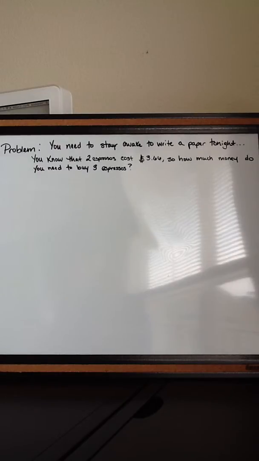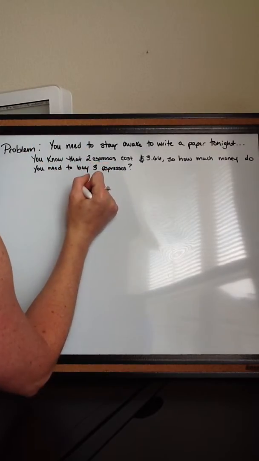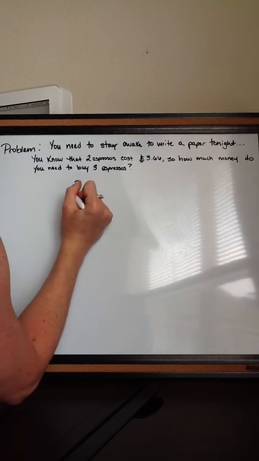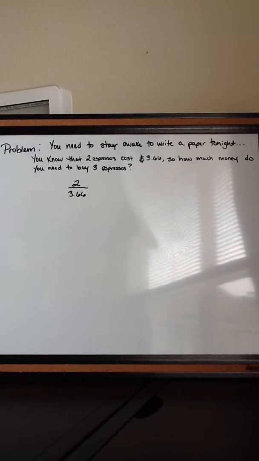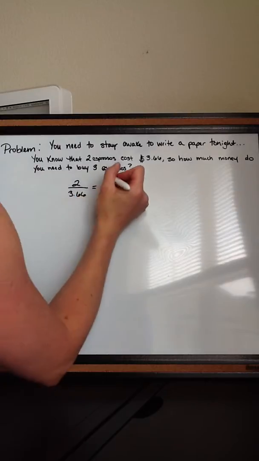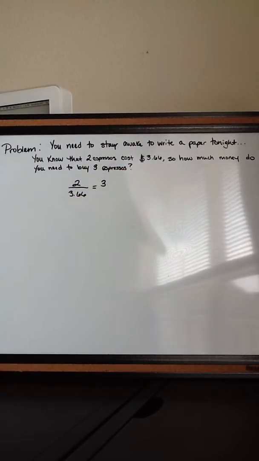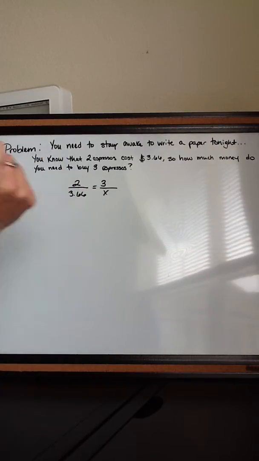So to write this out as an equation, what you would do is you take 2, which is the 2 espressos that you have, over the cost, which is $3.66 or 3.66. You would say equals 3, because you want to buy 3 espressos, over X. And the reason why it's X is because you don't know yet how much 3 espressos is going to cost.